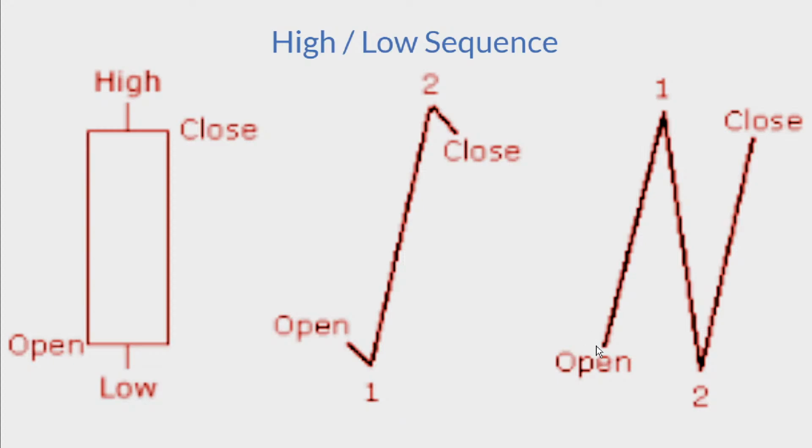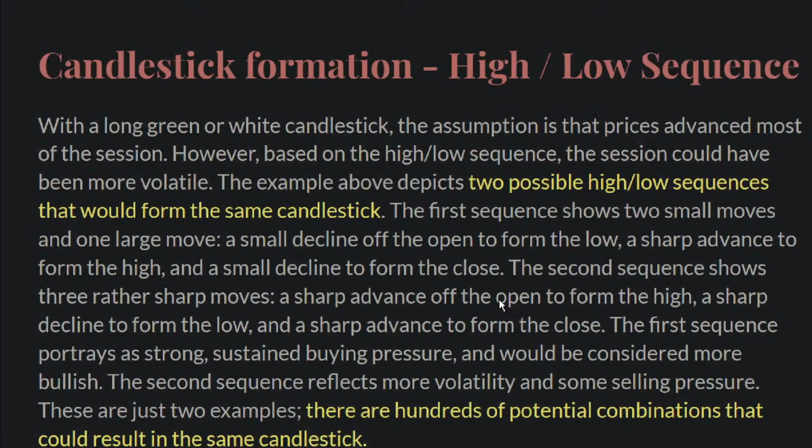For instance, it could have opened at the low, it could have rallied all the way up to make the high and then crashed all the way down to make our low, but it crashed down slightly lower than where it opened to give us that wick, and then ended up rallying up to where it closed, which was slightly beneath the high. So that's another factor. Sorry about that. The candlestick formation high-low sequence.